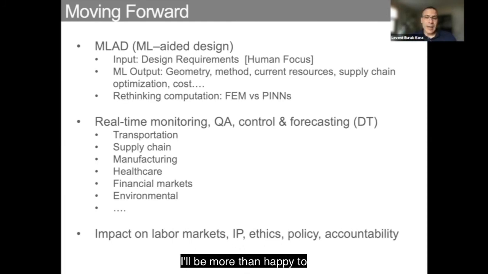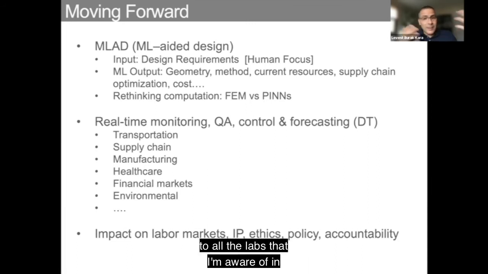I'll be more than happy to provide names and pointers to all the labs that I'm aware of within computer science, machine learning, the CIT and the engineering college, where very active machine learning projects are going on. But there's a very wide spectrum of labs that are working on these problems. I'll be happy to provide that in writing after this talk.